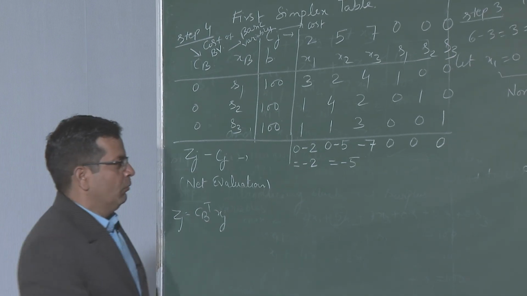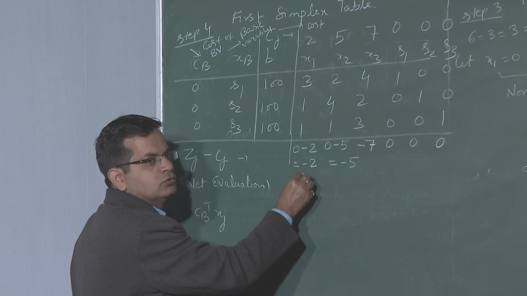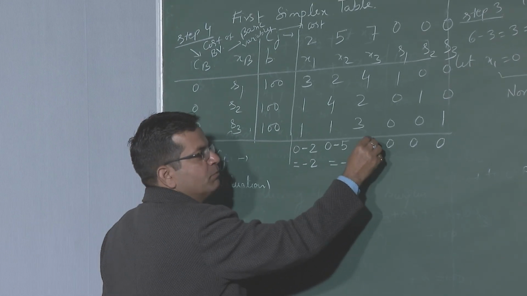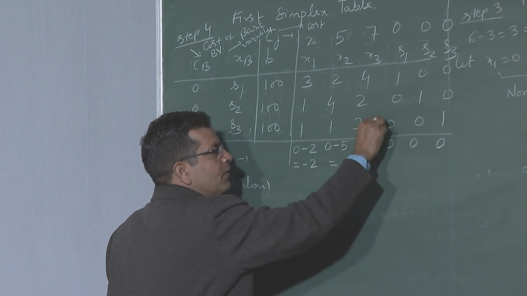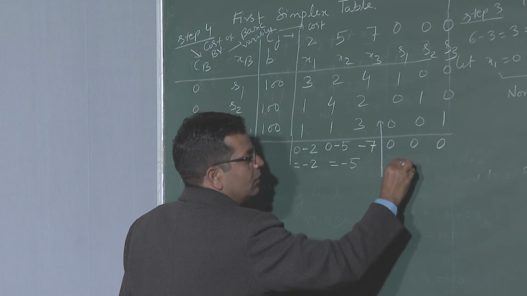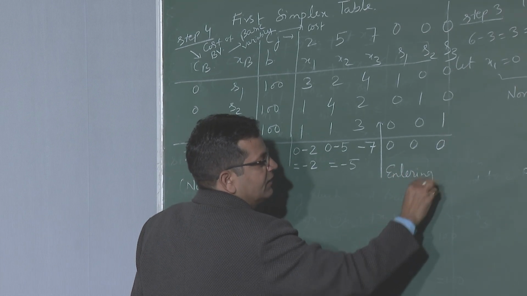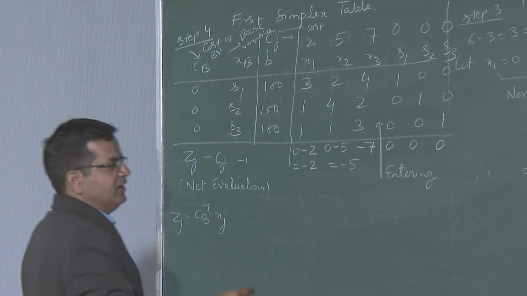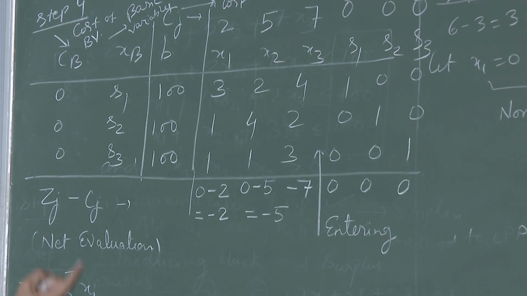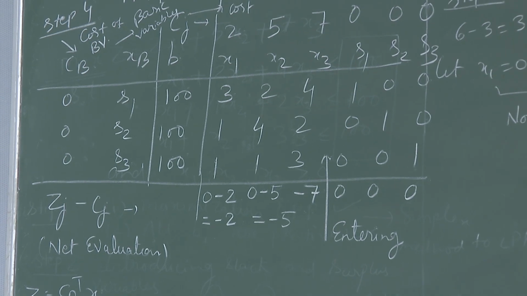Now, for the next table we select the variable with the most negative Zj minus Cj, and that will be the entering variable. So, the values are minus 2, minus 5, minus 7. The most negative is minus 7, which means it will be the entering vector in the basis. Presently in this table we have basic variables S1, S2, S3, and we want to improve the solution.